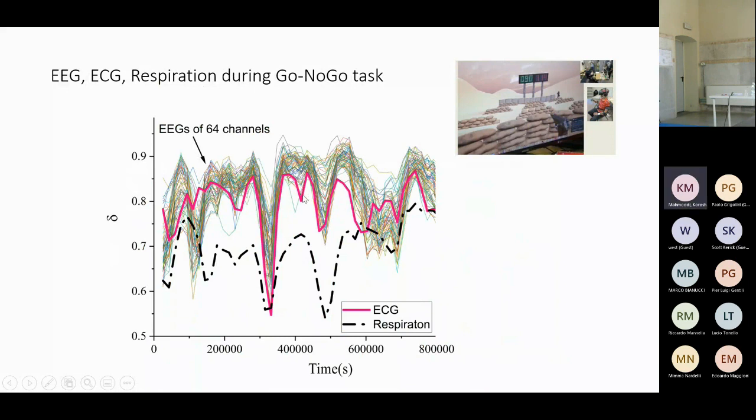They are interconnected. The red is the scaling over time of ECG, the black one is the scaling over time of the respiration data, and the rest are the 64 EEG channels. You can see there's a synchronization between them. Whenever the scaling of the EEG is lower, the scaling of ECG and respiration is low too.